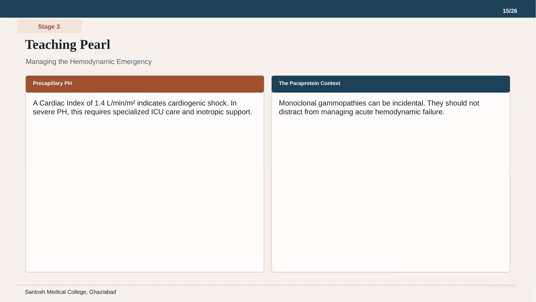support. On the right, we address the paraprotein context. It is vital to remember that monoclonal gammopathies can sometimes be incidental findings. While they require investigation, they should not distract the clinical team from the immediate task of managing acute hemodynamic failure. Stabilizing the heart and lungs must come first, even as we pursue the underlying cause of the muscle weakness. This balance of treating the here and now while investigating the why is a difficult but necessary part of complex care. Now, we will look at the specialized neurological workup that helps narrow down the myopathy.